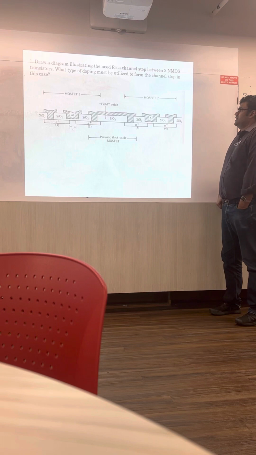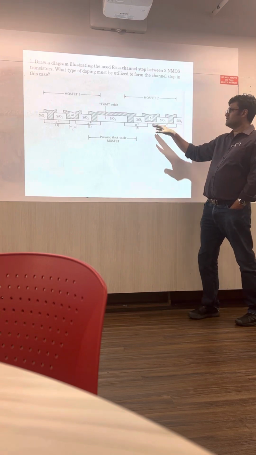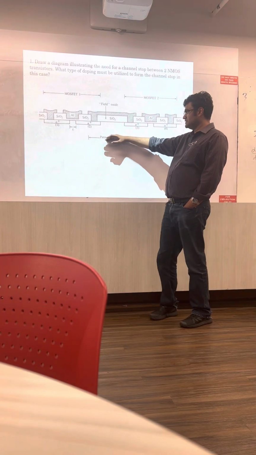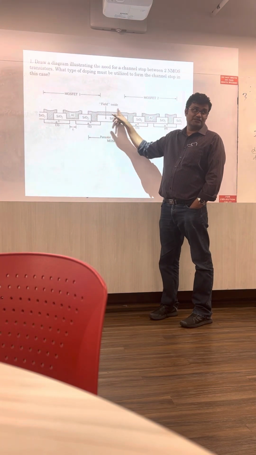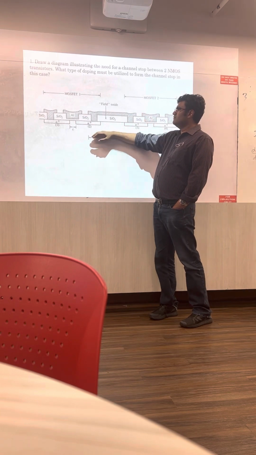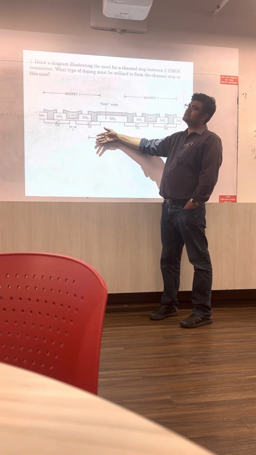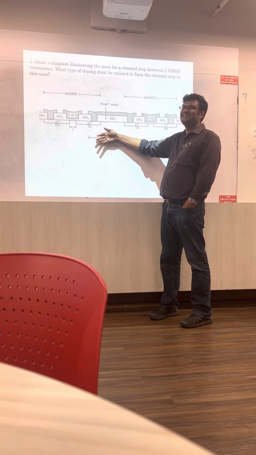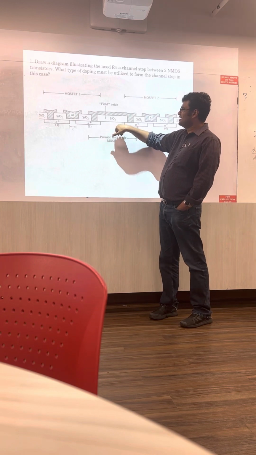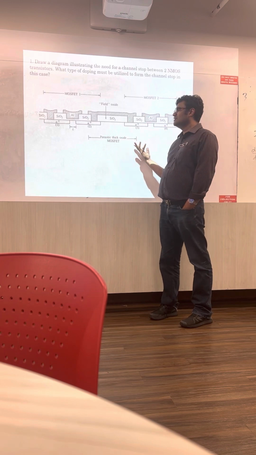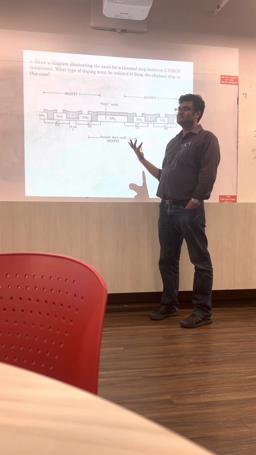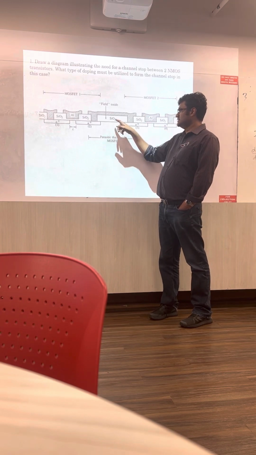Okay, so this is the one NMOS, this is another NMOS. So let's say this is like an inverter kind of architecture. So the two transistors are connected to each other through a metal. Where do you think the parasitic transistor will form? Below my hand? Yes. Here? Where would it form? Below this oxide.